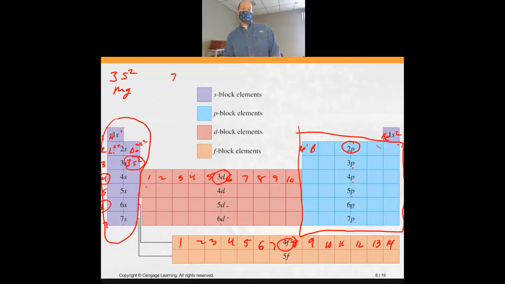If you want the 3d2, well, then you go to the 3D. 3d2 is right here. This is your 3d2. It is the 3D. It is the second one over.